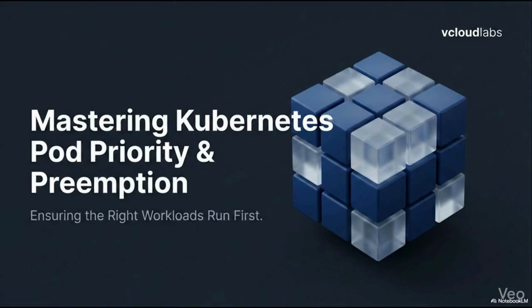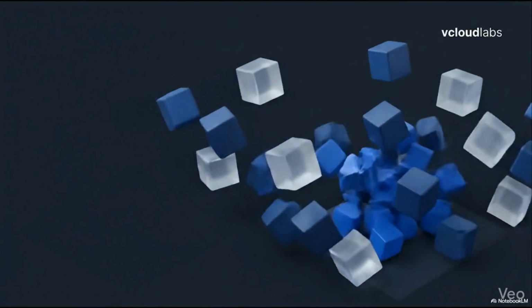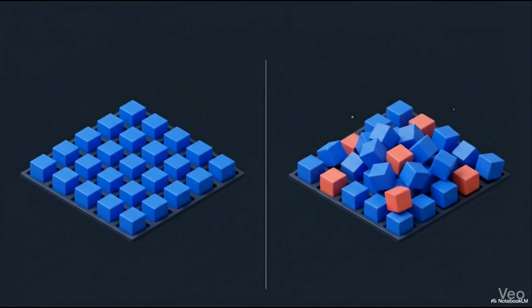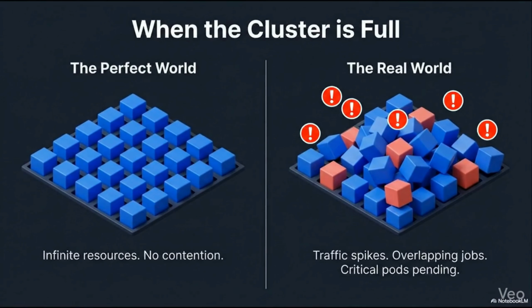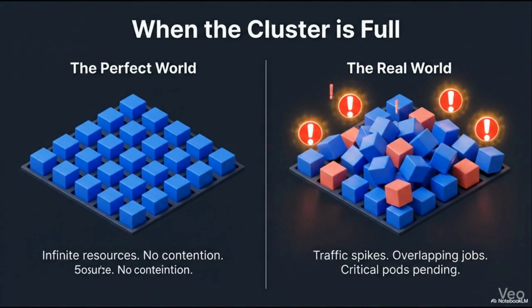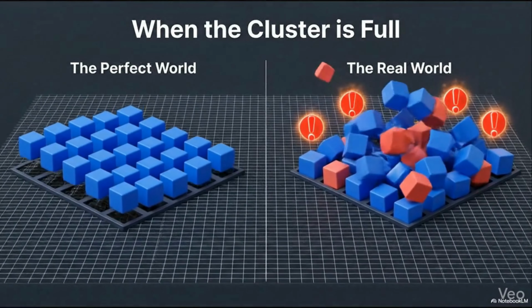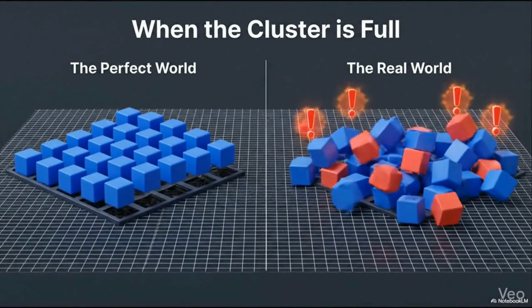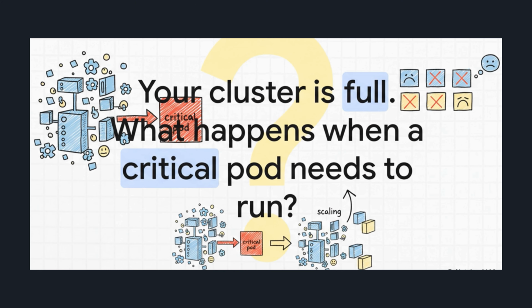Okay, so imagine this scene. Your cluster is humming along, everything's great. But then maybe traffic spikes, a big job kicks off, and boom, it's full. There's literally no more room. And it's at that exact moment that your most critical API server needs to scale up. So what happens? Does it just get stuck waiting in line? This is the core problem we're going to solve today.